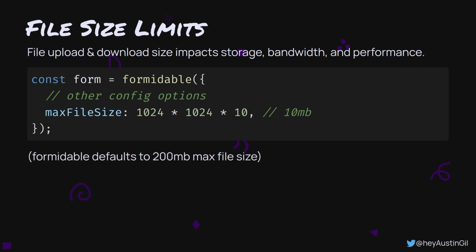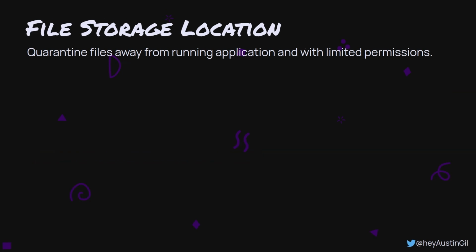Formidable by default sets the value to 200 megabytes, but they also provide an option for you to set the max file size to whatever you want. You also have to be aware of where you are storing the files once they get onto your server.